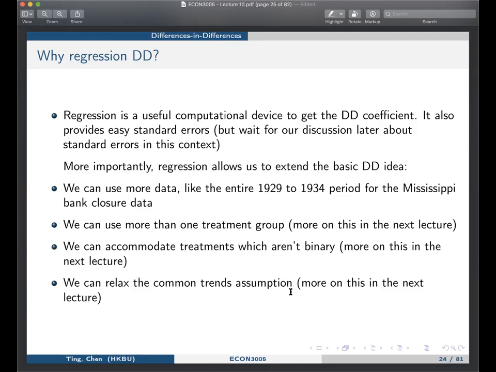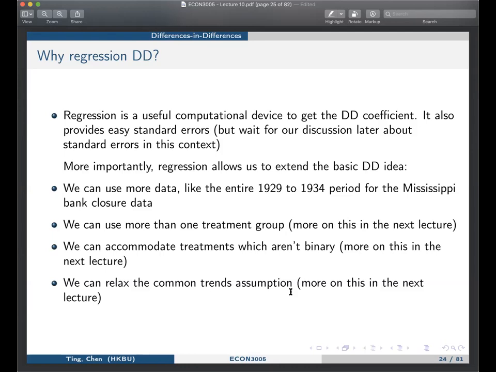More importantly, the regression setup actually allows us to extend the basic DD idea. First, we can use more data, like the entire 1929 to 1934 period for the Mississippi bank closure data. In the mean setting, we don't need so many data, and it's hard to accommodate. But in the regression, we just fold all the data in. In the 1929 period, the treatment variable will be the same, and the post variable will always be zeros, right? The same for after 1931.